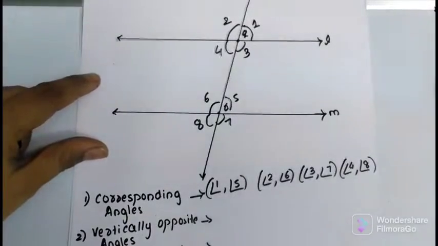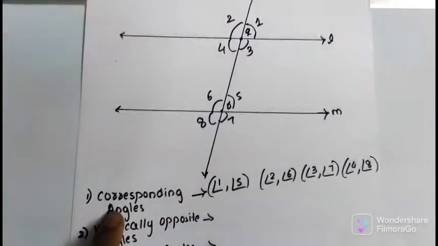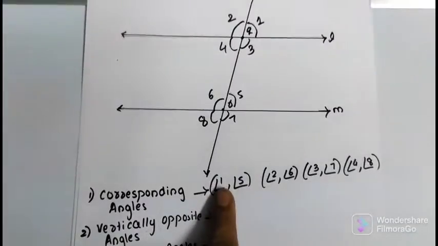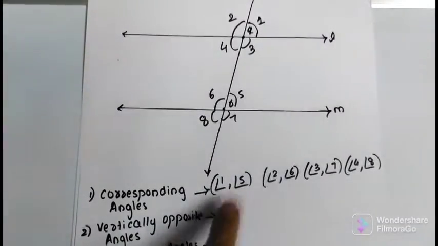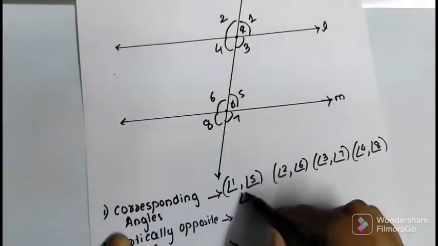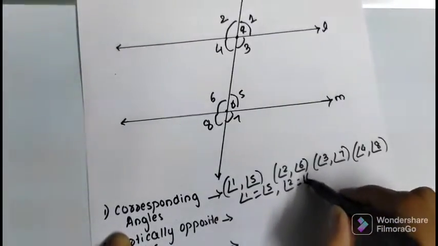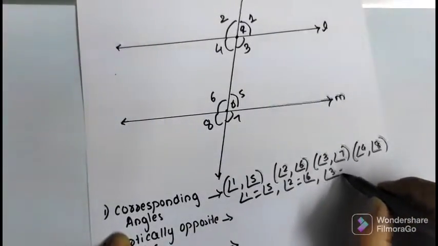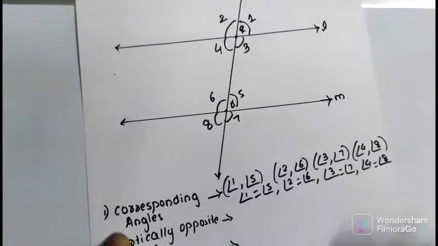These pairs of angles are called the corresponding angles and they are always equal to each other. So you take any pair, angle 1 and angle 5, they are equal to each other. So you can say that angle 1 is equal to angle 5, angle 2 is equal to angle 6, angle 3 is equal to angle 7, and angle 4 is equal to angle 8.